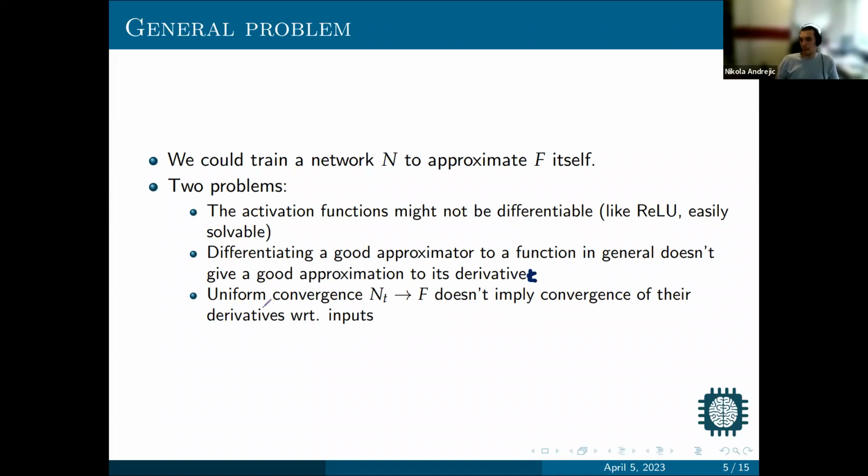And formally, that's because uniform convergence of a sequence of networks N_t, where we can think of this t as snapshots of the same network at different training times, so uniform convergence of not just ordinary, but uniform convergence of a sequence of networks or any approximators to f doesn't imply convergence of their derivatives with respect to inputs.